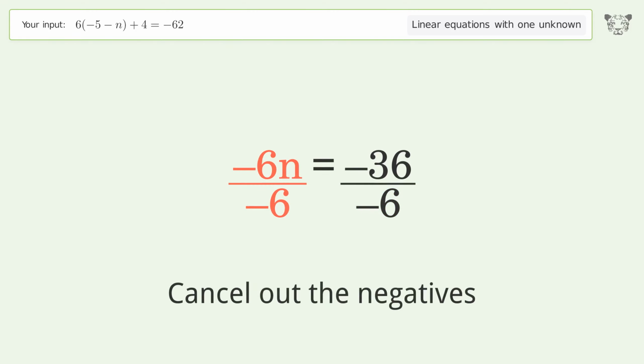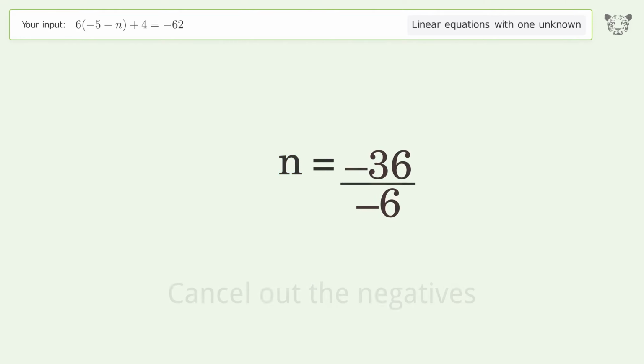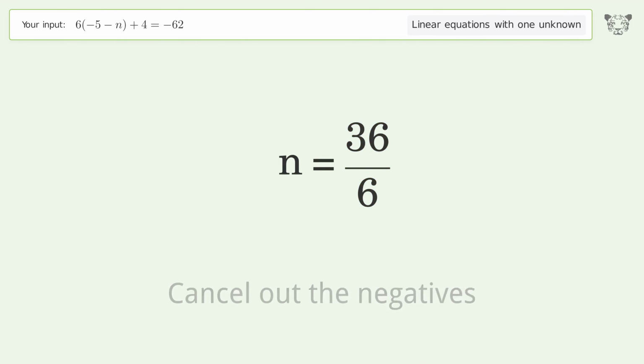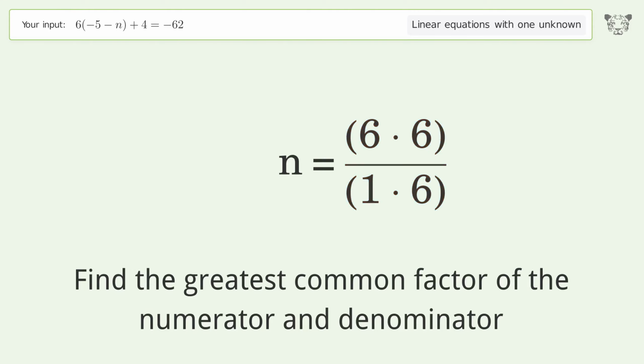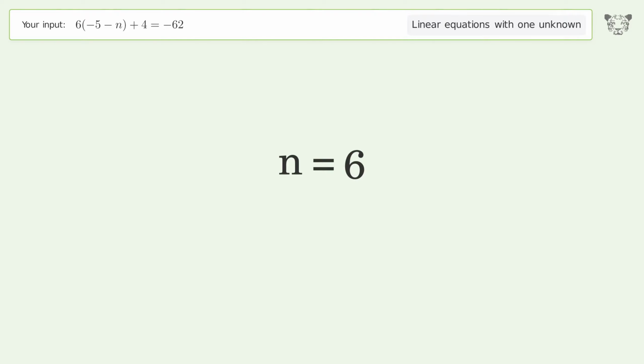Cancel out the negatives. Simplify the fraction. Cancel out the negatives. Find the greatest common factor of the numerator and denominator. Factor out and cancel the greatest common factor. And so the final result is n equals 6.